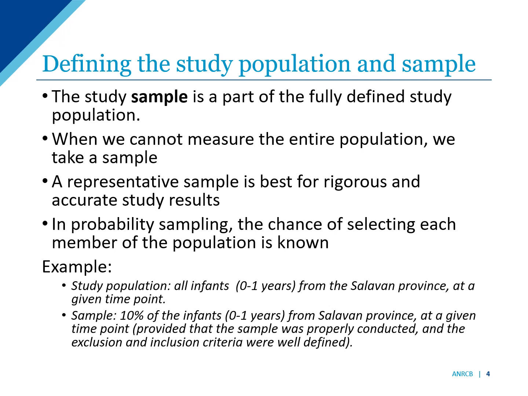For an example, the study population of infants from the Salavan province, our sample may be 10% of infants 0 to 1 years from Salavan province at a given time point. And this is, of course, provided that the sample was properly conducted and the exclusion and inclusion criteria for the study were well defined.